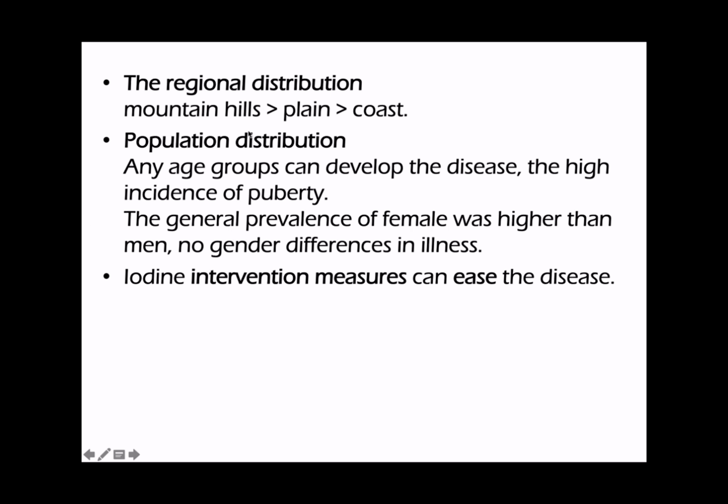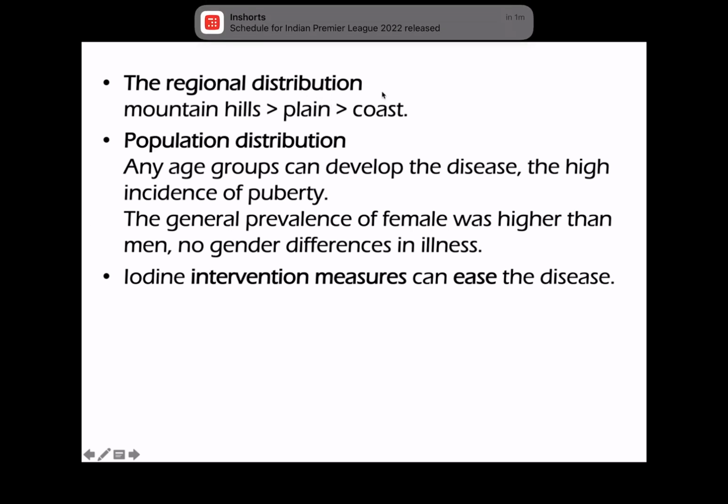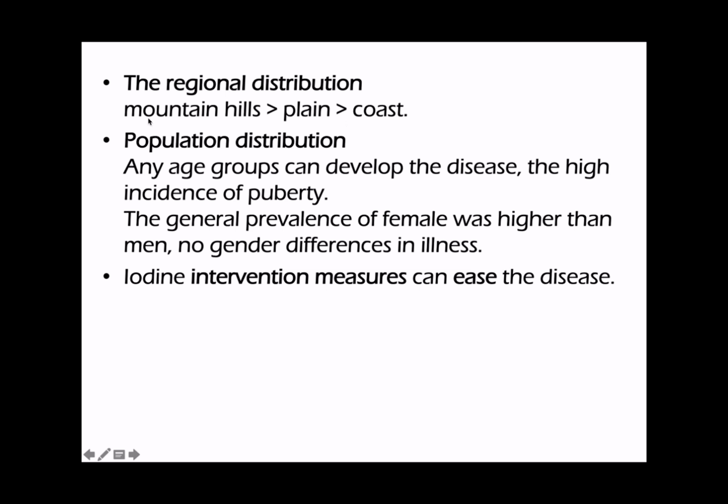And this is the regional distribution of IDD. Mountain hills have more IDD patients than the plain area, and the plain area more than the coast. Maybe you have already noticed that this order is actually the opposite of the iodine distribution pattern, right? We have the most iodine in the coast, followed by the plain area, and then the mountain hills. So this is a reverse in the regional distribution of IDD and iodine distribution.